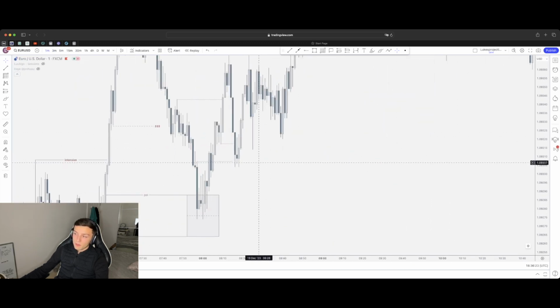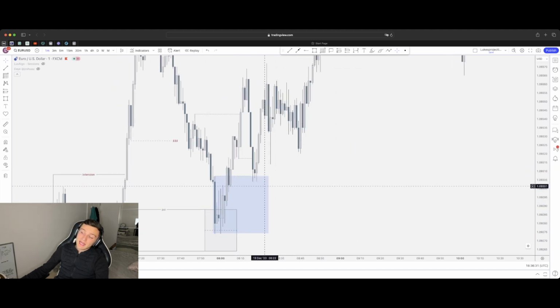So we tap into the 3 minute order block. If I mark it out, the 3 minute order block looks something like that, right? So that's our order block. Price can push anywhere in here. Doesn't matter if it's here, here, here, or here. It's going to be valid. And that's why you be patient.